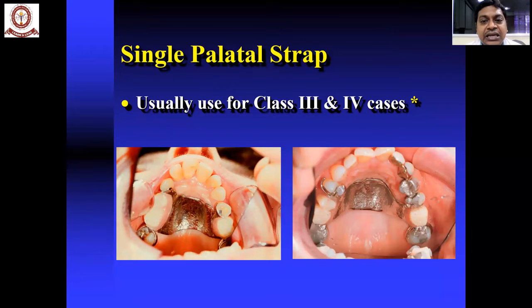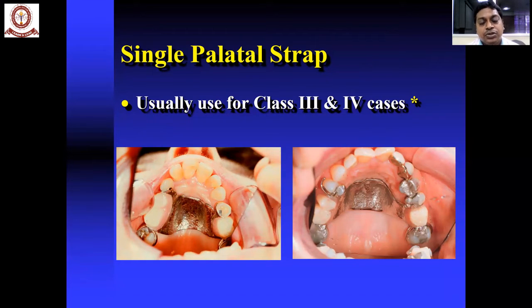Next is the single palatal strap, usually used for class 3 and class 4 cases. As we know in Kennedy's classification, class 1 is bilateral edentulous areas located posterior to the remaining natural teeth, whereas class 2 is a single unilateral edentulous area located posterior to the remaining natural teeth, and class 3 is an edentulous space in between anterior and posterior teeth, and class 4 is an anterior section which crosses the midline. So we all know this.